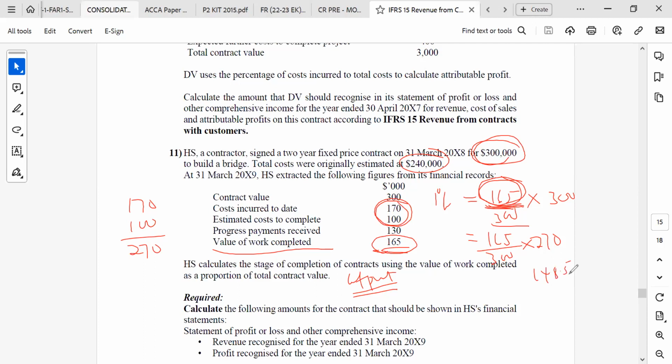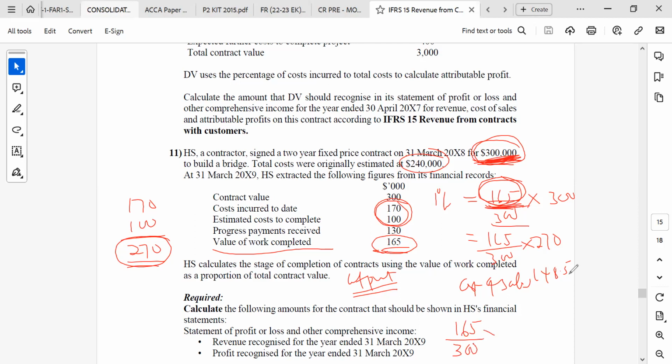Okay. You can also find the cost of sales by using profits. So what will be the profit on the contract? The total cost that we are incurring on the contract is 270, and the contract price is what? 300. So what will be the profit? 30. Okay. If the profit is 30, but we haven't completed all the work. We have completed only 165. So what portion of the profit should be recognized on the work completed?